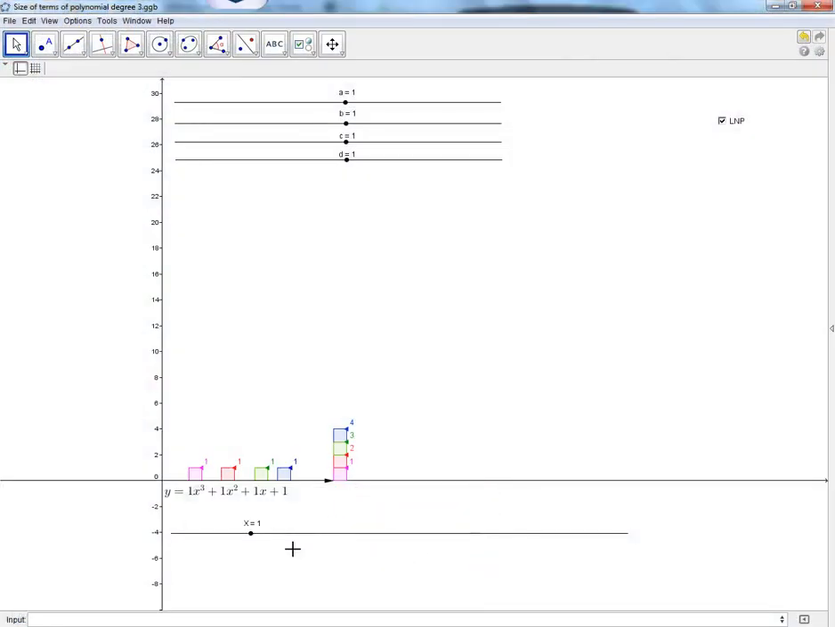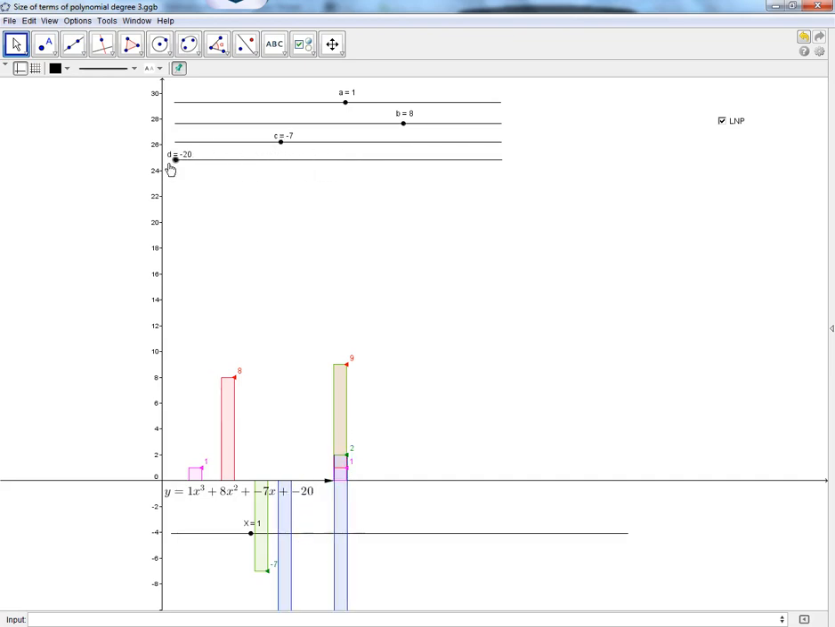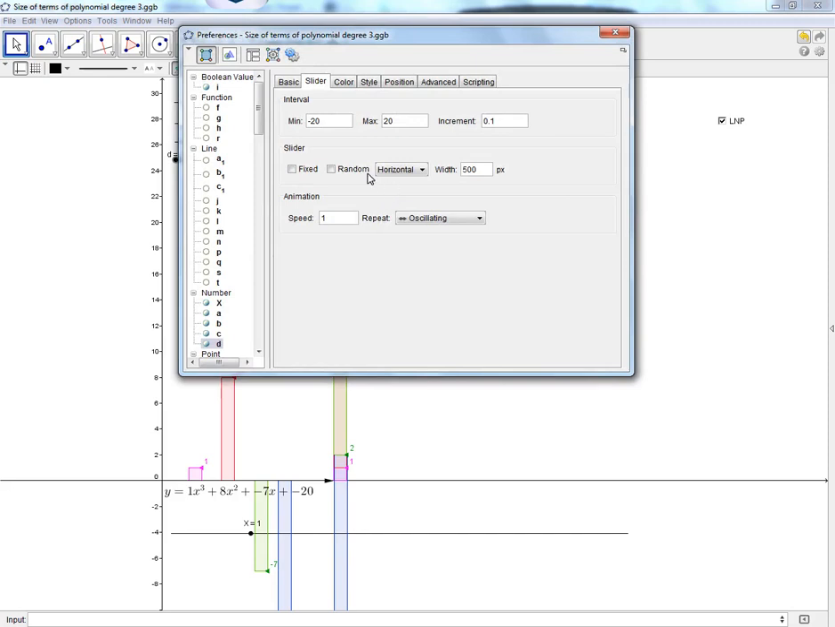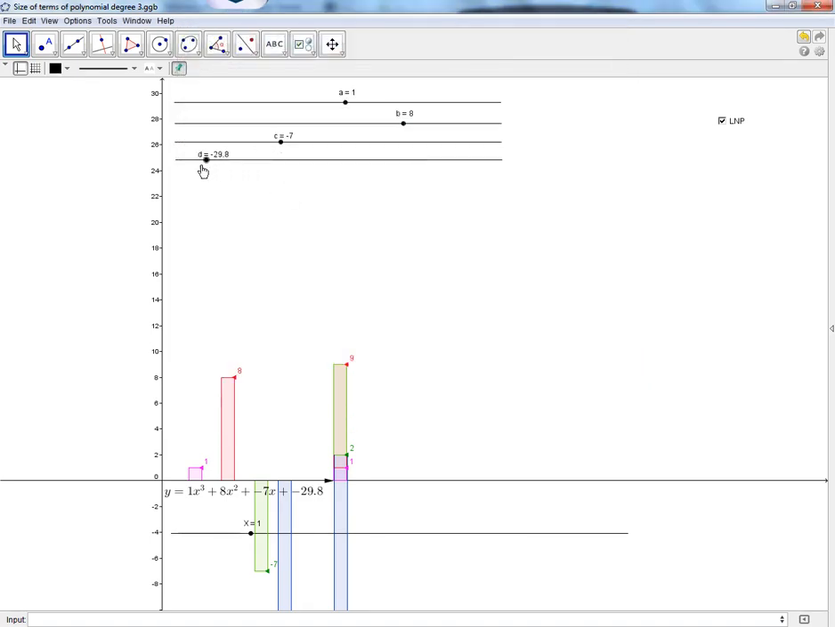Oh, there it is. So here we got this degree 3 polynomial, just like we looked at. It was x cubed plus 8x squared minus 7x minus 35. I'm going to change that to an 8. I hope I can change it to an 8. Oh, I don't think I can do 35. No, I only went to here. Okay, so now I'll take it to negative 35. And there we have that polynomial.